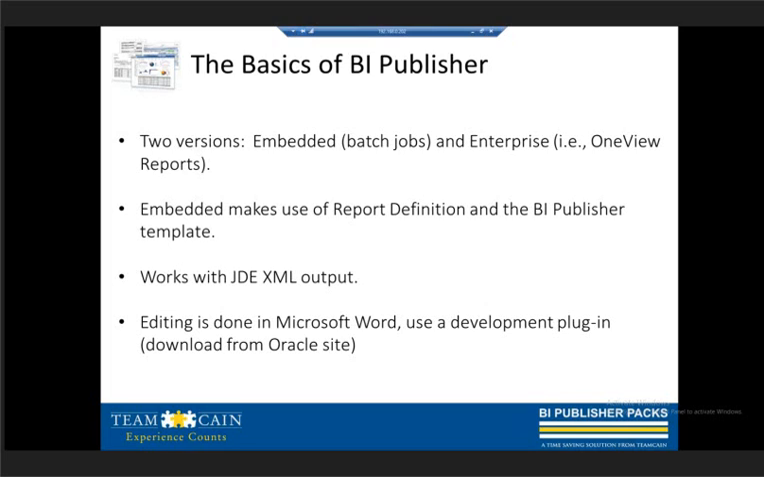One key point is that BI Publisher works with the JDE XML output. So what that means is when you're running your report, the output is in an XML format, in a hierarchical data format. And BI Publisher takes that data and renders it based on your Microsoft Word template or based on the BI Publisher template. So that's key background information that we will actually be taking a quick look at today during the demonstration as well, just to make it clear how everything works together.